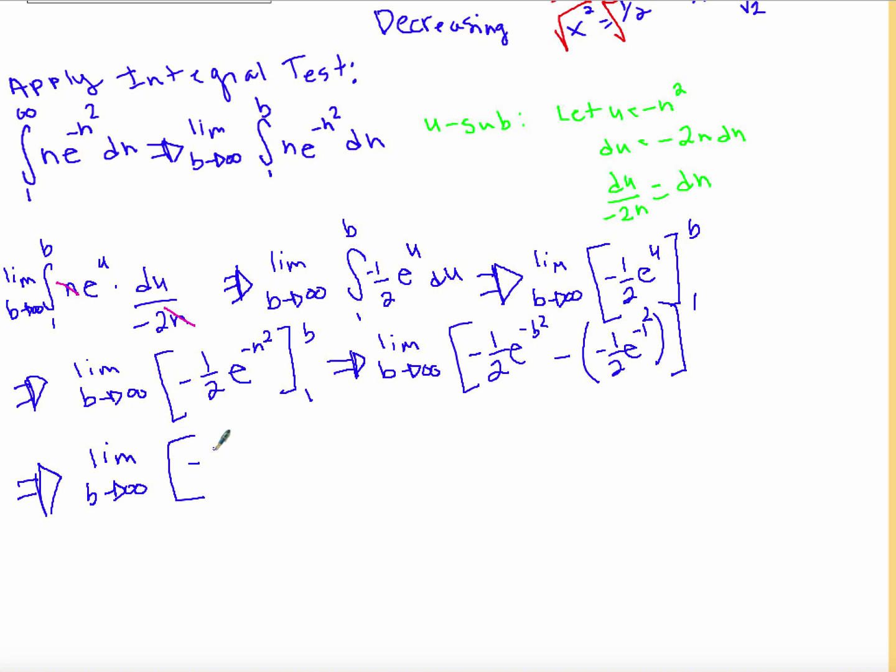So I've got, let's see, -1 divided by 2e to the b squared power. I just think it's a little bit easier when you're about to take the limit. Two negatives make a positive. And then I've got 1/2 e to the -1 squared. Well, okay, 1 squared is 1. So e to the -1 power is just going to move that e down to your denominator.